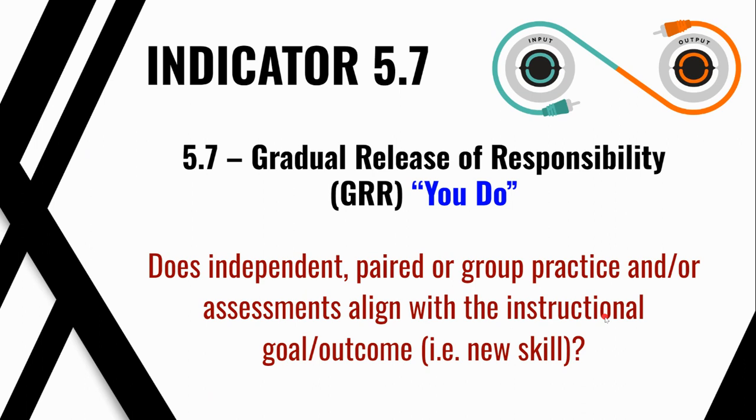Indicator 5.7. This is the gradual release of responsibility, where we come to the you do section. Scholars will either do this with another partner, or they are released to work independently. And so, does independent, paired, or group practice and/or assessments align with the instructional goal or outcome, right? So we want to make sure everything is in alignment. We release the scholars. The scholars should be working on that standards-based skill that we modeled, that they helped us with when we got to the we do, and now they are completely released on their own to complete the you do. It should be standards aligned. Everything should be in alignment with that standard or that skill.